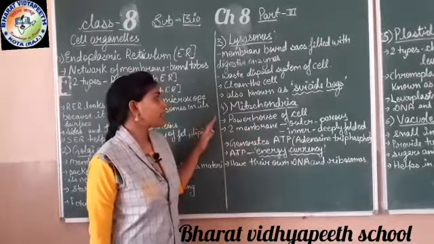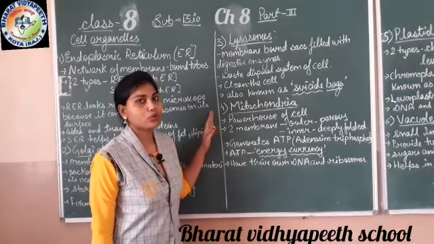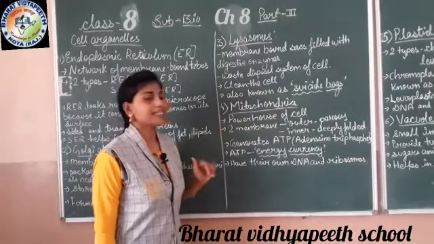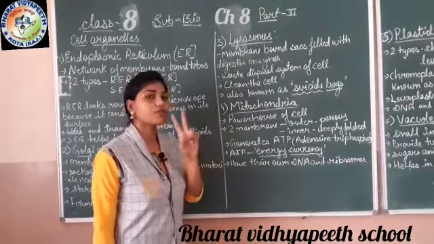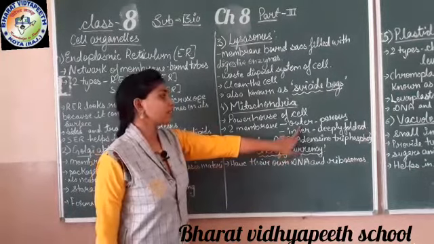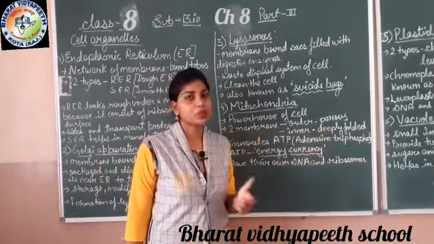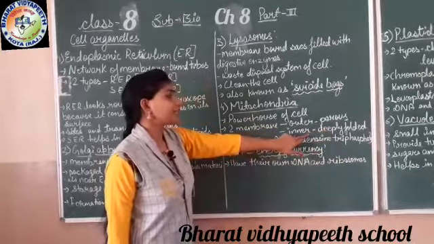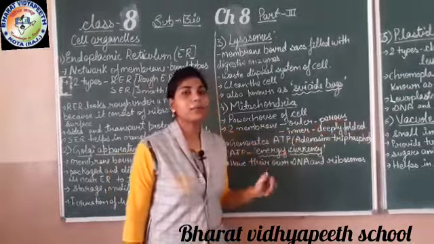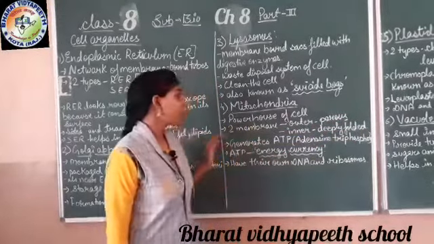After lysosomes, our next cell organelle is mitochondria. Mitochondria is a double membrane structure which consists of two membranes. The first membrane is the outer membrane, which is porous. Porous means it has some spaces in it. The second, inner membrane is deeply folded. The inner membrane is folded like a spring.